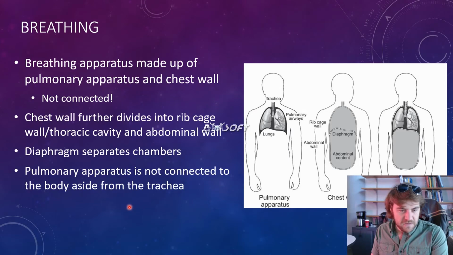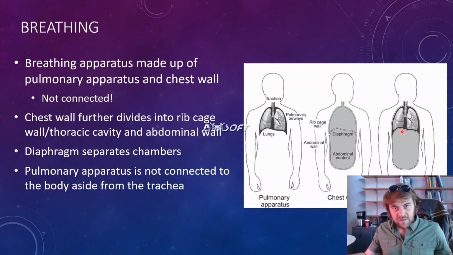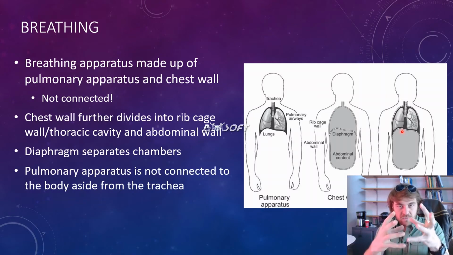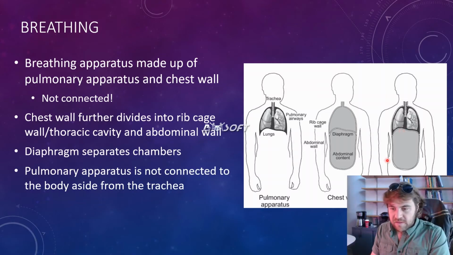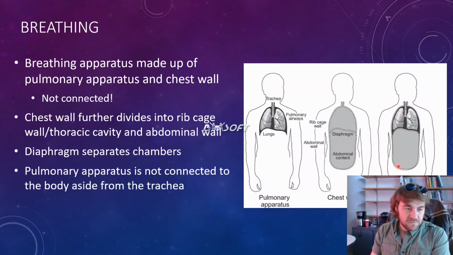Let's see if there's anything else I want to talk about here. The diaphragm, that we know, is going to separate the upper thoracic cavity from the abdominal content down here. So you've got chest wall, diaphragm, and then the abdomen here, and the abdominal wall. And that makes up the entire thing. When the diaphragm moves, there's more or less area in the thoracic cavity. The pulmonary apparatus enlarges, fills with air, or shrinks and moves air out. And then the abdominal content either moves further out of the body, or back into the body.